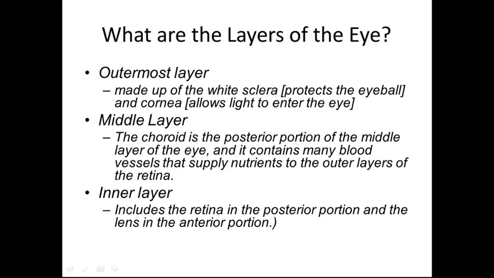So what are the layers of the eye? The outermost layer is made up of the white sclera that protects the eyeball and the cornea that allows light to enter the eye. The middle layer is the choroid, which is the posterior portion of the middle layer of the eye, and it contains many blood vessels that supply nutrients to the outer layers of the retina. The inner layer includes the retina in the posterior portion and the lens in the anterior portion.